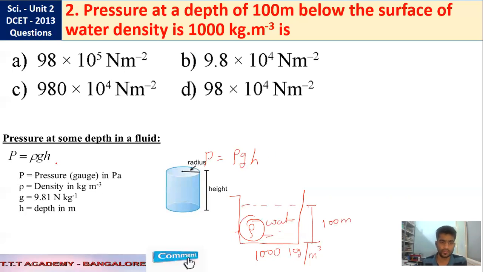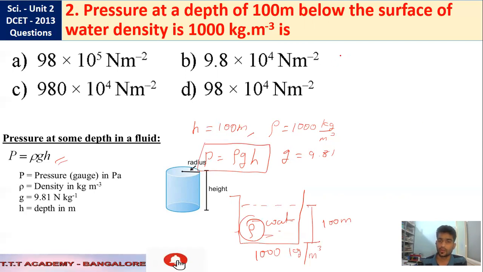By using this equation, you can find the height of a liquid. Here in this question, h is equal to 100 meter, and rho, that is the density of water, is 1000 kg per meter cube, that is given in your question. And next, g is 9.81. If you substitute into this formula, we can find the pressure.